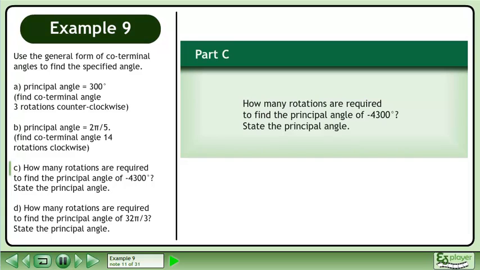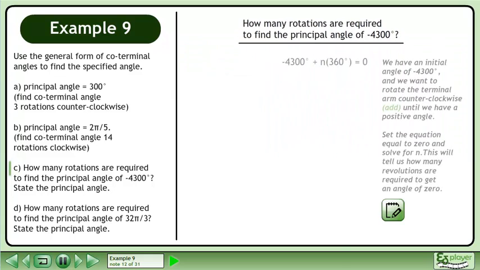In part C, how many rotations are required to find the principal angle of negative 4300 degrees? State the principal angle. We have an initial angle of negative 4300 degrees and we want to rotate the terminal arm counterclockwise until we have a positive angle. Set the equation equal to 0 and solve for n. This will tell us how many revolutions are required to get an angle of 0.